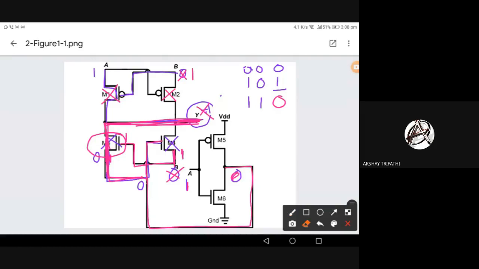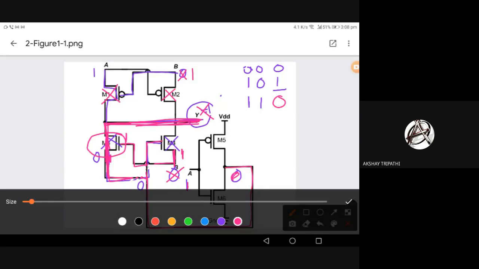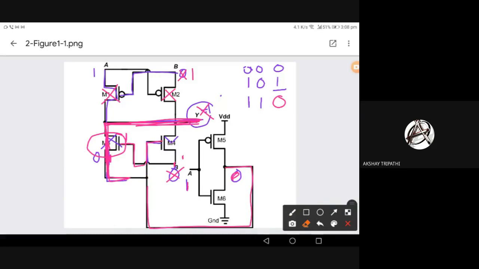Let's analyze again. Maybe there's some mistake. Okay, let's start from scratch, because I was overwriting things and making it complicated.